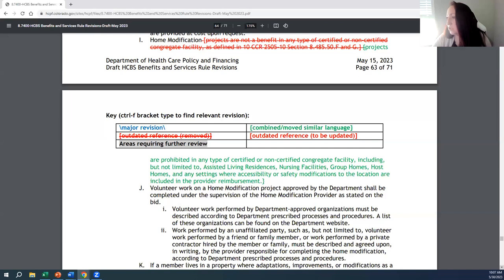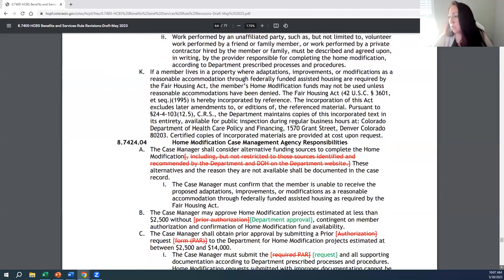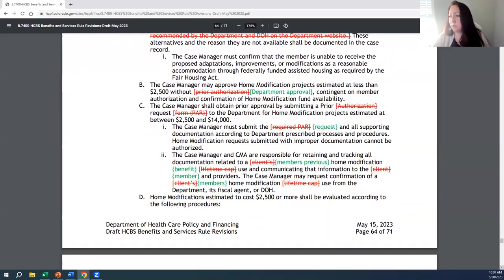And home modifications projects are prohibited in any type of certified or non-certified congregate facilities, including but not limited to assisted living residents, nursing facilities, group homes, host homes, and any settings where accessibility or safety modifications to the location are included in the provider's reimbursement. Are there any questions from what we just read?